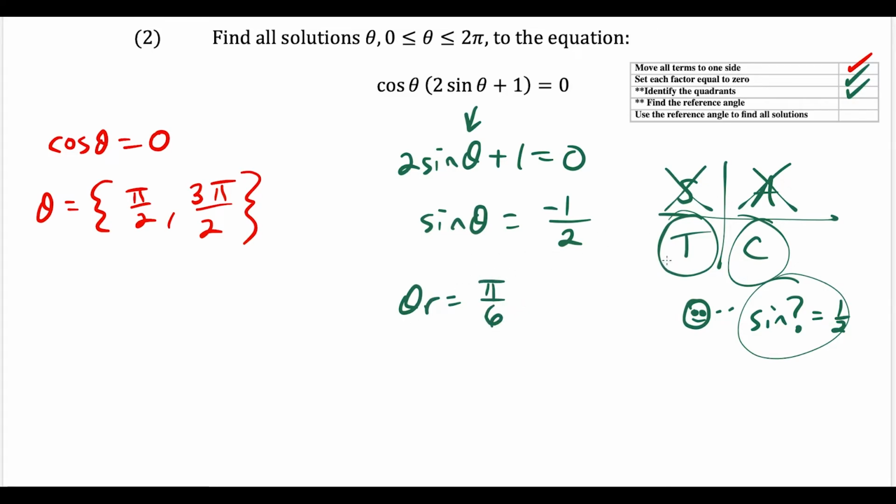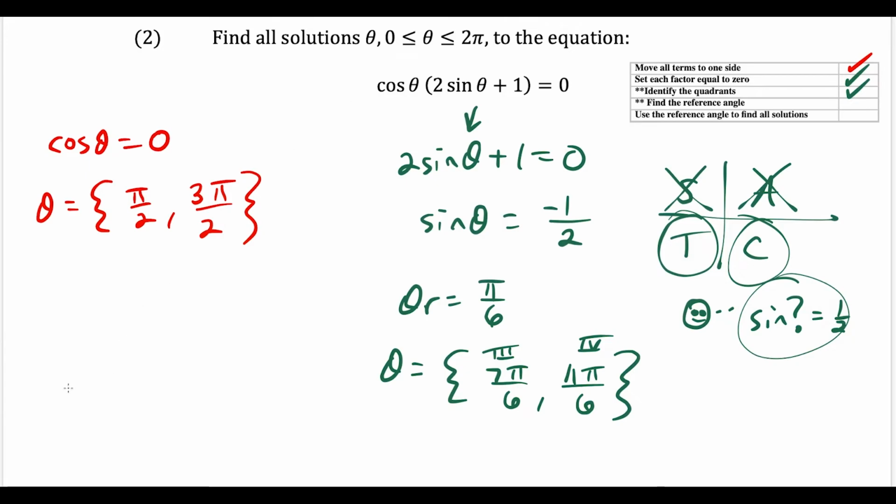So now we're in quadrants 3 and 4, so if we find our quadrant 3 answer, we're doing pi plus pi over 6, which is 7 pi over 6, and then we're going to do 2 pi minus pi over 6 for our quadrant 4 answer, which is 11 pi over 6.